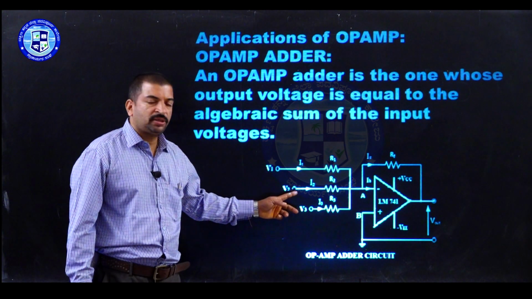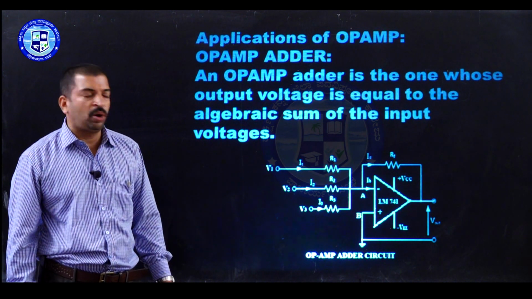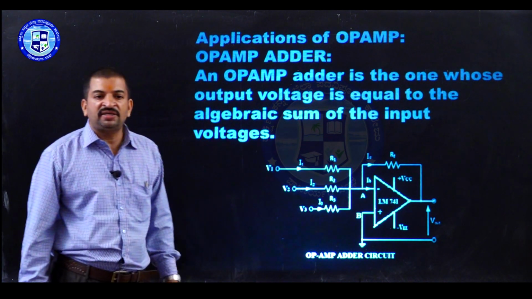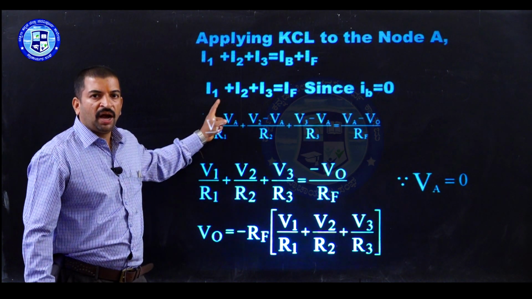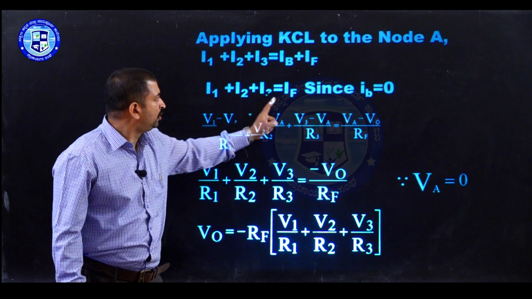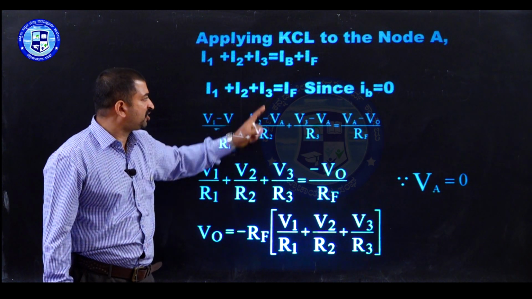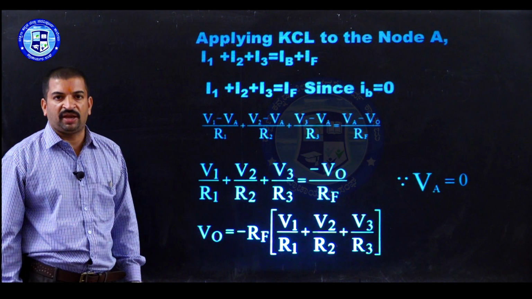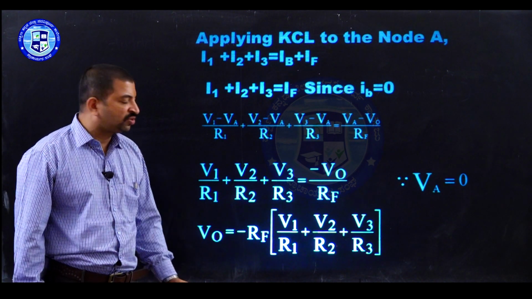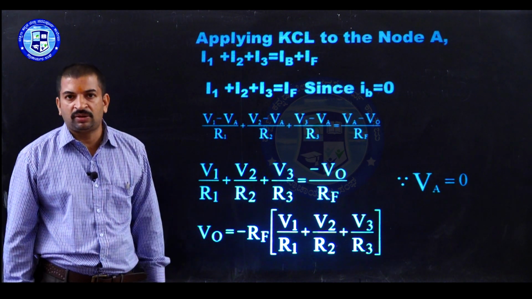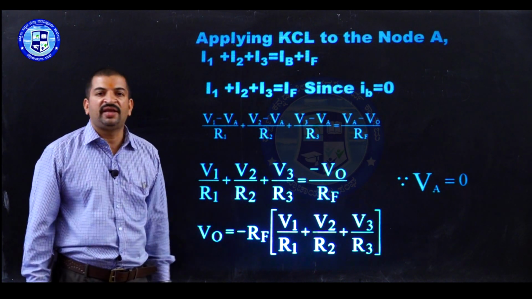Now, look at the circuit. I1, I2 and I3 are the currents entering the node. IF and IB are the currents leaving the node. Therefore, we can write I1 plus I2 plus I3 equal to IF plus IB. Since the input impedance of the op-amp is infinity, no current can flow through the input of the op-amp. Therefore, IB equal to 0. So, the expression becomes I1 plus I2 plus I3 equal to IF.